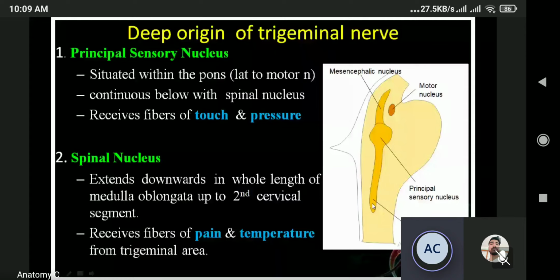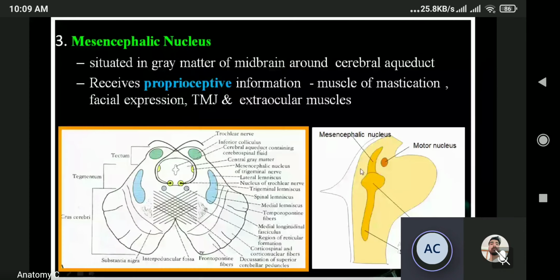The next one is the mesencephalic nucleus. The mesencephalic nucleus is present within the brainstem, within the midbrain, around the cerebral aqueduct. You can see this one is the mesencephalic nucleus. It is present within the gray matter of the midbrain, around the cerebral aqueduct, and this is going to receive the proprioceptive sensation, muscle and joint sensation. It will receive the general sensation from the muscles of mastication, facial expression, TMJ, extraocular muscle. So all the muscle and joint sensation of those areas will be received by the mesencephalic nucleus of the trigeminal nerve.